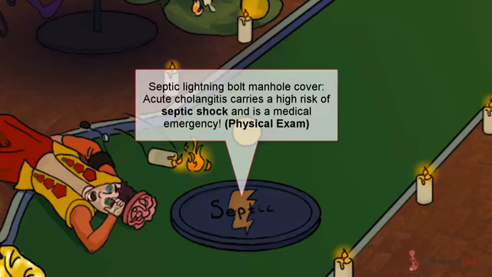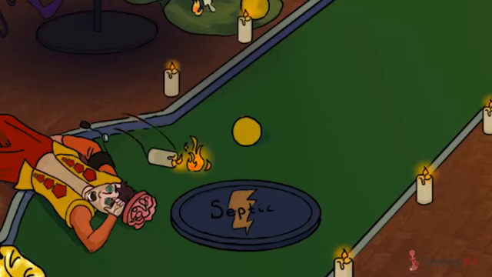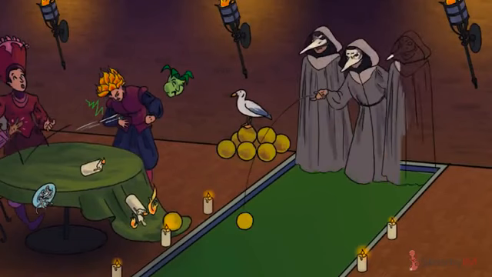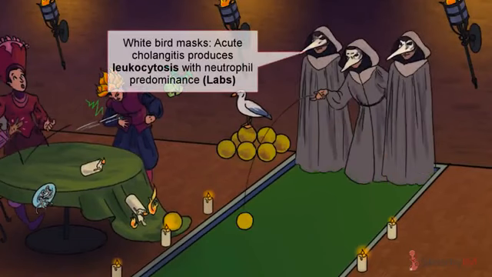with lightning bolts. Seriously, acute cholangitis is a medical emergency and always should be treated as such. We'll get into that in just a moment. Not surprisingly, leukocytosis is a prominent feature of acute cholangitis. So, more creepy guys in white bird masks throwing a ball onto the main court.